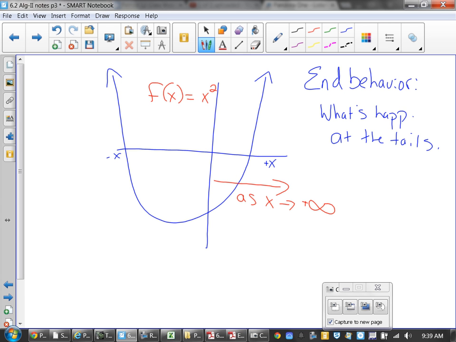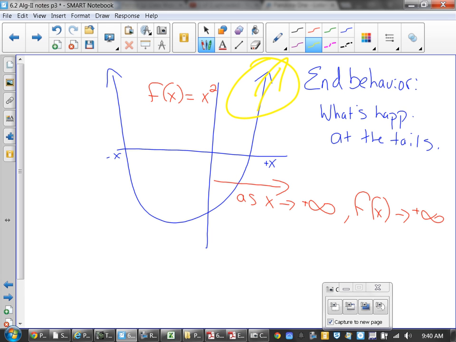Remember how we said the other day that f of x is synonymous with y equals? So as x is approaching positive infinity, the tail in this graph is getting larger and larger and larger. It's also approaching positive infinity. So as x approaches infinity, f of x is approaching positive infinity as well. Okay. If it were to be down, would it be negative infinity? Correct. Correct.